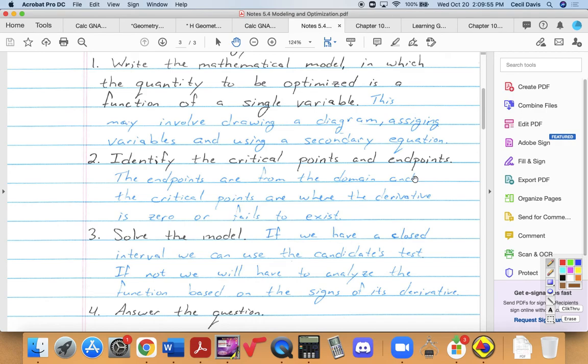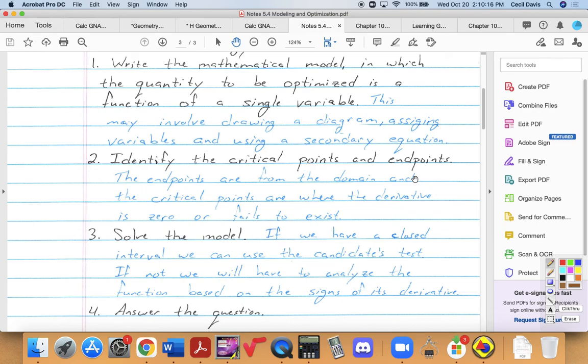A lot of times you're going to have to draw a diagram. Remember, when you draw diagrams, if something changes, then it should have a variable. If something is constant, you can put the constant on it. Sometimes you're going to need a secondary equation. I'll show you some examples of that.